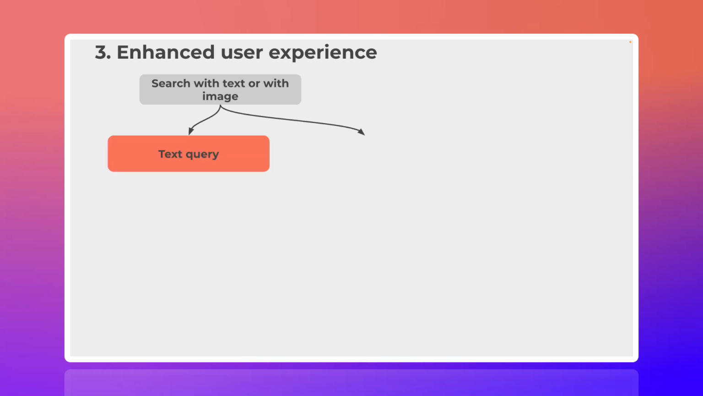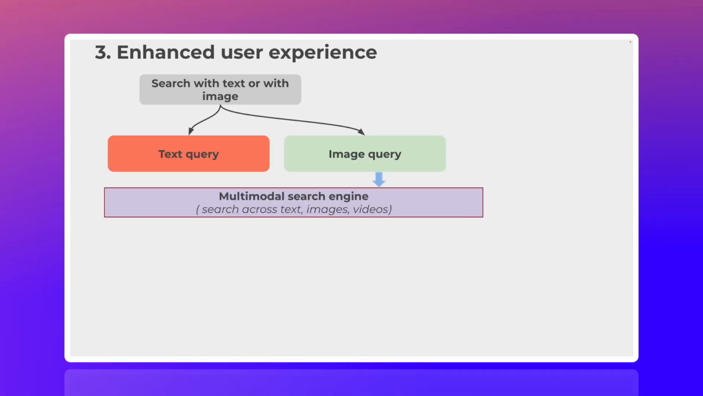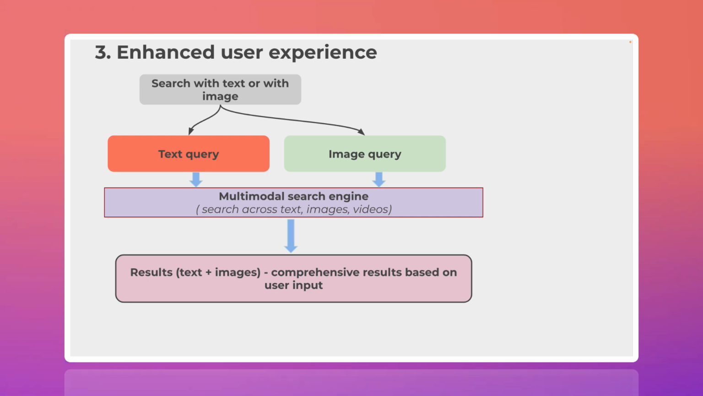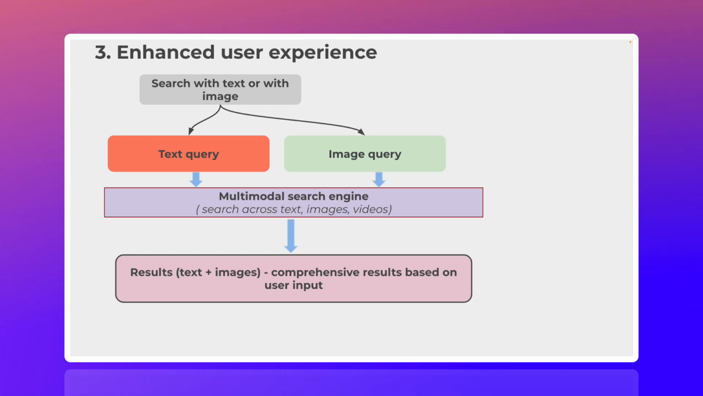So we have this enhanced user experience here. We search with text or with image, doesn't matter. Text query, image query, the same thing happens. We go through this multimodal search engine where we can search across text, images, and so forth. Then we end up with results, text plus images, which gives us comprehensive results based on user input. It's beautiful because users get to choose which one they want to use, or both, or one or the other. There's this flexibility in how the users can interact with the system.